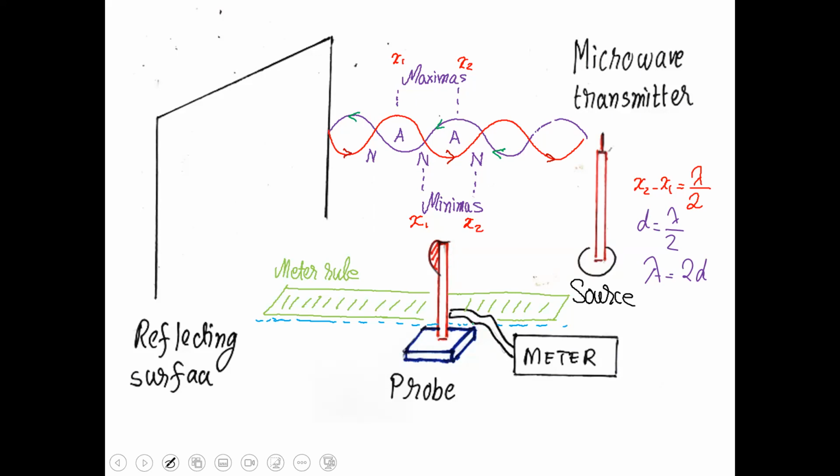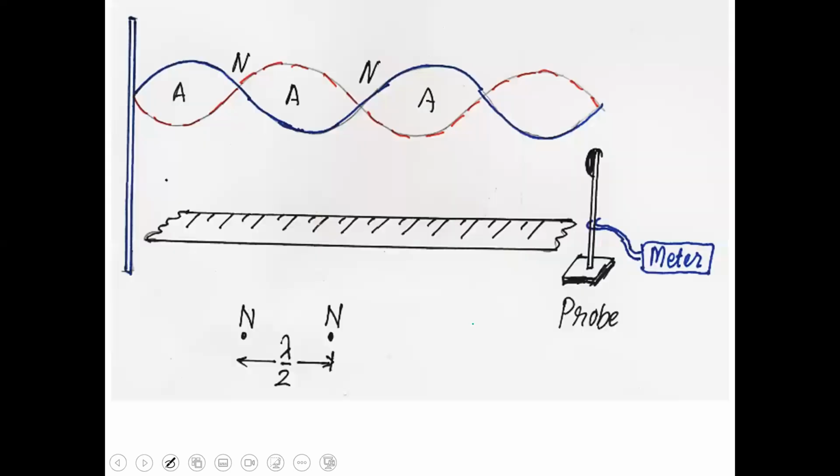So the plan, first you set up the apparatus, then you have to find two maxima, successive maxima or successive minima. You will have to move the probe along the meter rule. Then you will find the distance between two maxima or two minima. That distance is actually half of lambda, because two successive antinodes or nodes are always lambda by 2.